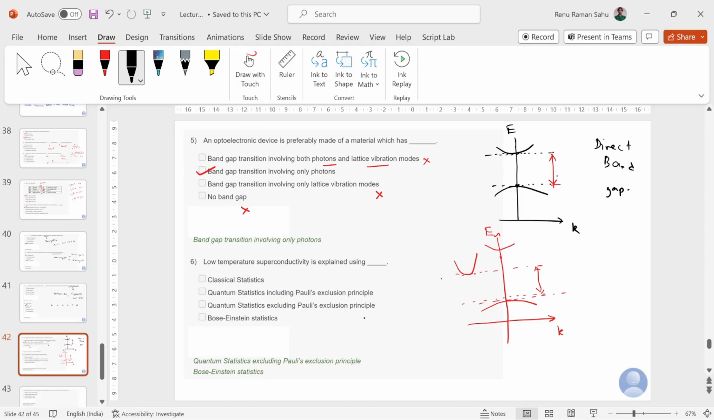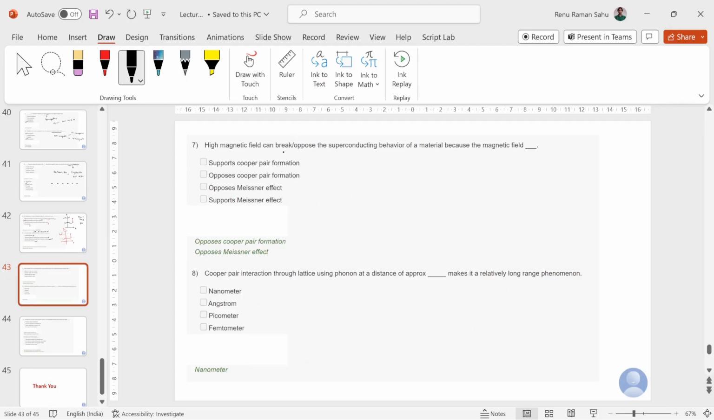Low temperature superconductivity is explained using quantum mechanics; including classical statistics is not possible. It requires quantum statistics. Low temperature superconductivity is explained by the BCS theory, which involves Cooper pairs of electrons. These Cooper pairs, since they are in pairs, have an integral spin. With integral spin, they will not follow the Pauli exclusion principle. So this is your correct answer. And since they have integral spin, they will follow Bose-Einstein statistics.